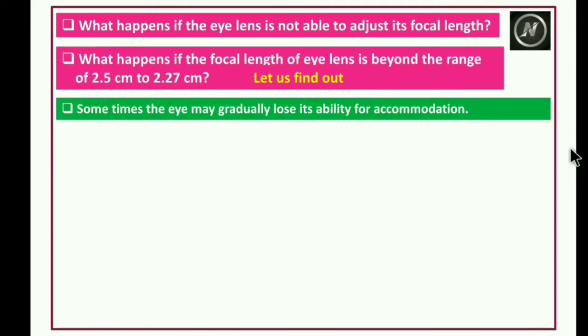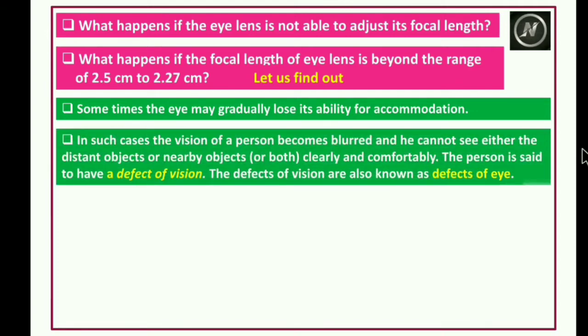Sometimes the eye may gradually lose its ability for accommodation. In such cases, the vision of a person becomes blurred and he cannot see either the distant objects or nearby objects clearly and comfortably. The person is said to have a defect of vision. The defects of vision are also known as defects of eye.